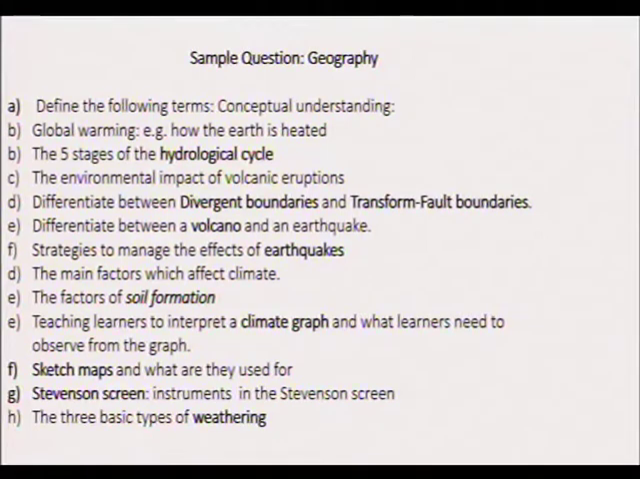There are 5 stages of the hydrological cycle, the environmental impact of, for example, volcanic eruptions. What is the impact? And the focus here is on environmental impact. Differentiate between divergent and transform fault boundaries. Differentiate between a volcano and an earthquake. And then strategies to manage the effects of earthquakes.